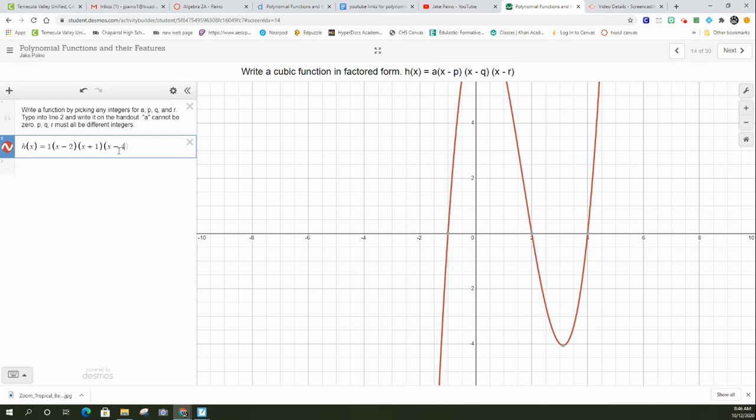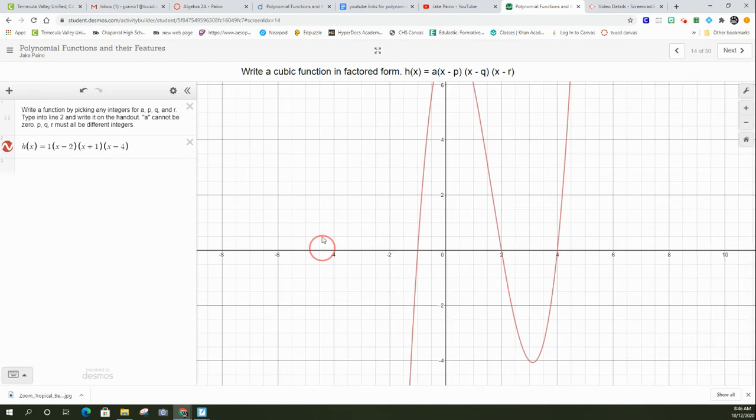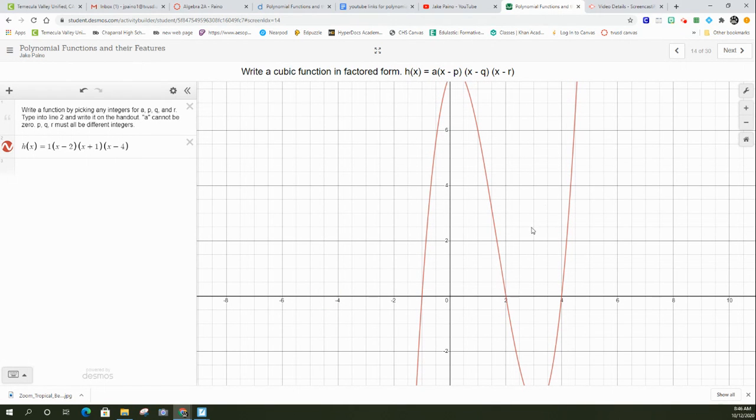We're going to study this in a little bit, but it looks like it's going to be an odd degree because my end behaviors are going in opposite directions. I have 3 x-intercepts, so this looks like it's going to be a third degree polynomial, which it is. If I FOIL this out, I would get x times x times x is x cubed. So this is definitely a third degree polynomial.